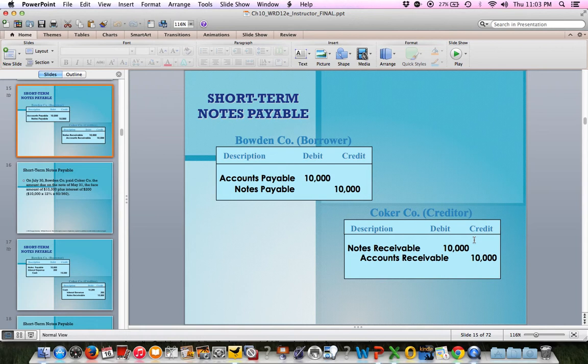And so for Bowdoin, they're simply taking that account payable and turning it into a note payable. So you debit the original liability, account payable, and you create a new liability, note payable. And same thing for Coker, they had an account receivable, and so they're going to credit account receivable to eliminate that and turn it into a note receivable with a debit to note receivable.